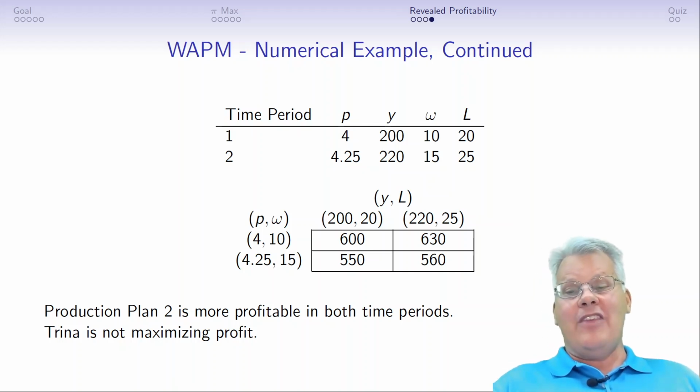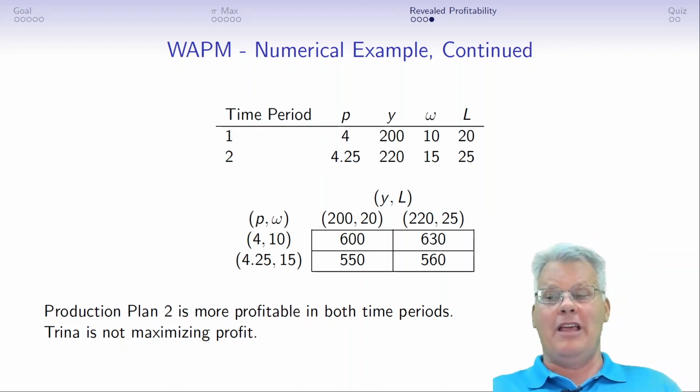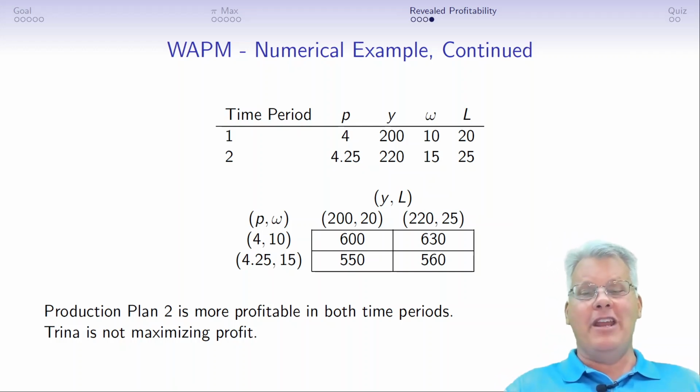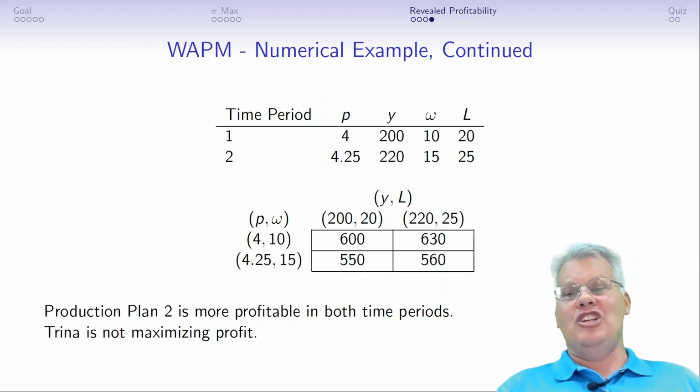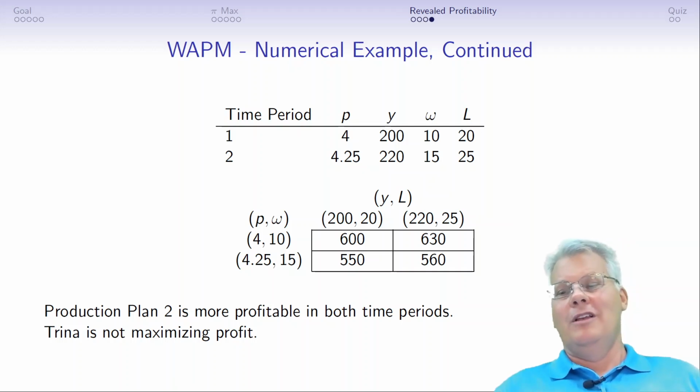You can see that in the first time period, Trina would have actually made more money if she would have used her second period production plan than the one that she actually used. So Trina left money on the table. She violated WAPM, right?